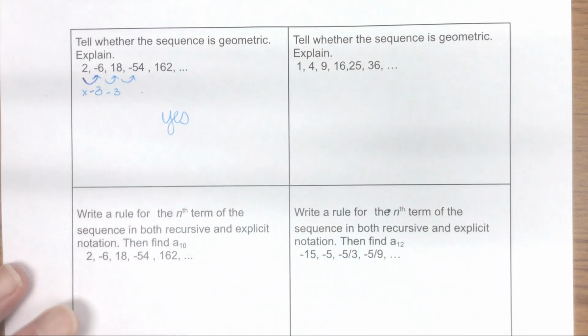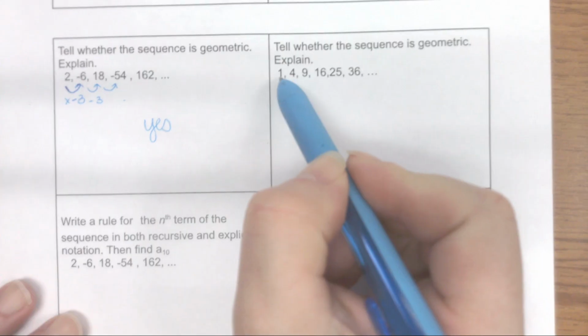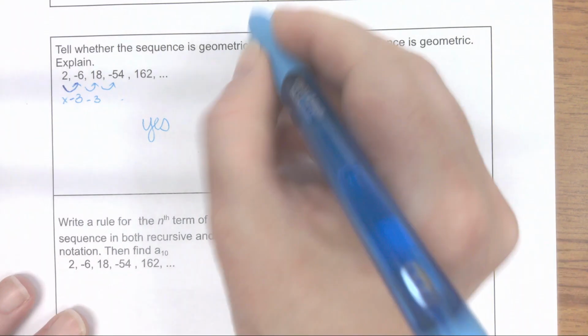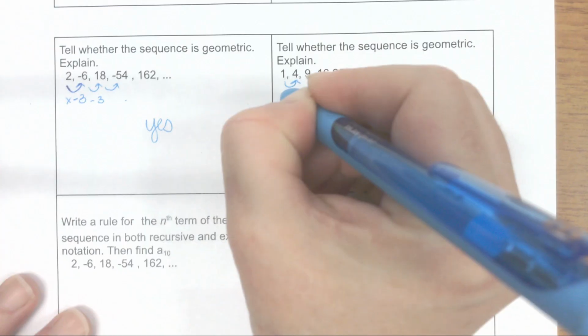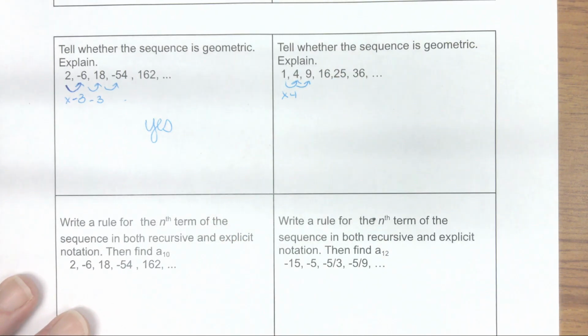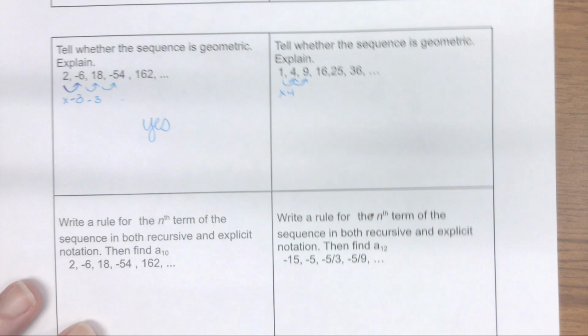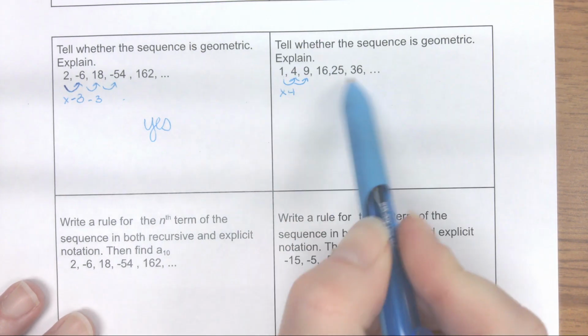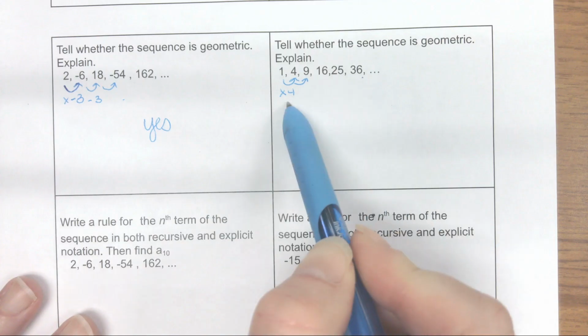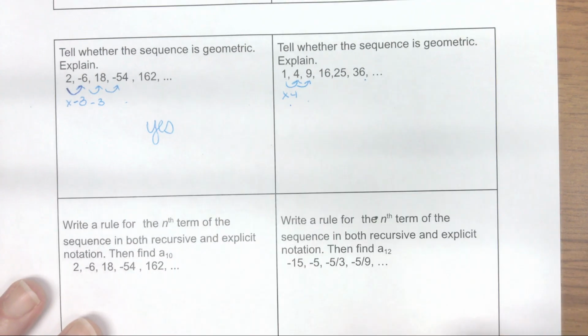Okay. If I did this one, 1 times 4 gives me 4, but 4 times 4 doesn't give me 9. This is interesting. These are actually squares. I don't know if you see those. 1 squared is 1, 2 squared. Yeah, but they're not geometric.